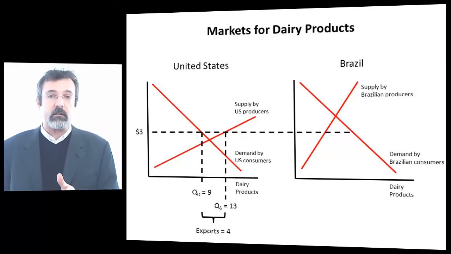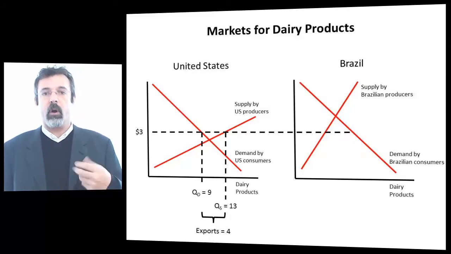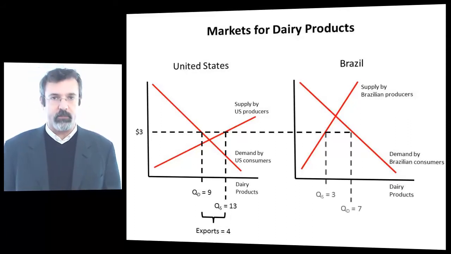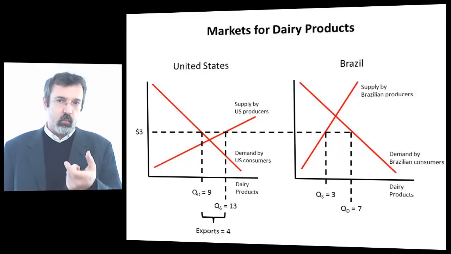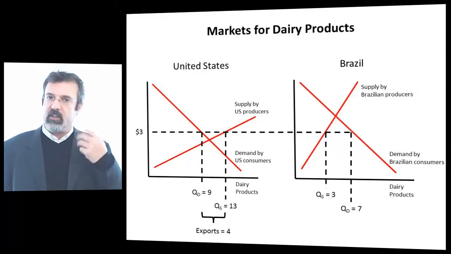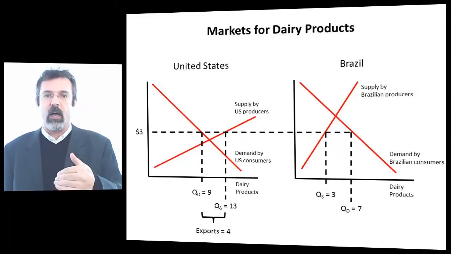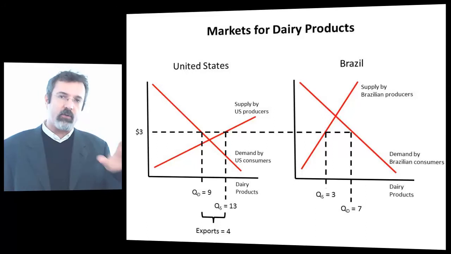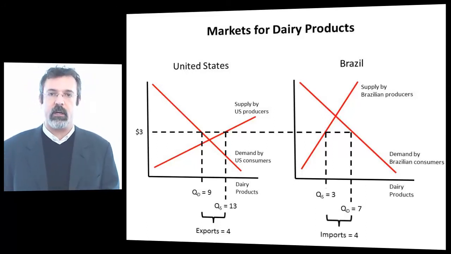Meanwhile, in Brazil, at a world price of $3, Brazilian producers are willing to produce 3 units of dairy products, while Brazilian consumers are willing to consume 7 units of dairy products. This results in what would otherwise be a shortage of dairy products in Brazil. But in the context of trade, rather than this shortage driving the price up, the Brazilian consumers now turn to the world market to satisfy their excess demand for dairy products.